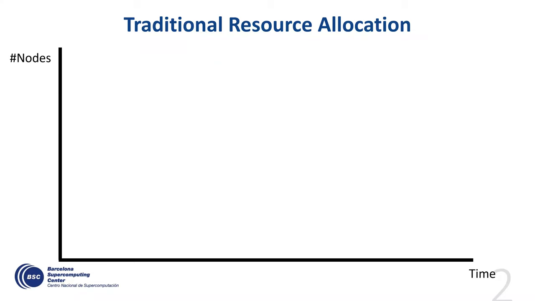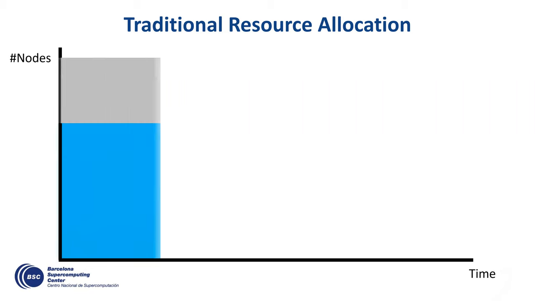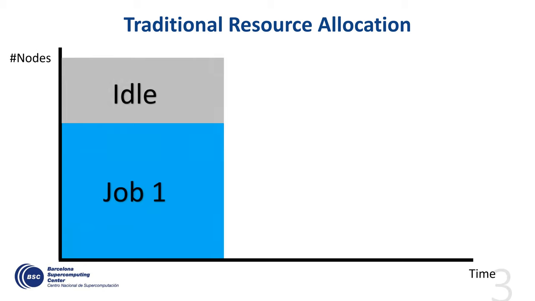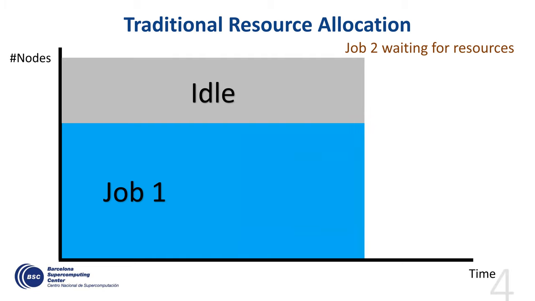Okay. Traditionally, resources are allocated this way. So we have a job that comes to the queue, and if there are enough resources to satisfy the request, the job is assigned those resources and starts running. Then imagine that we have a second job waiting for resources because it needs more resources than we have currently available. And it has to wait while job one continues its execution.